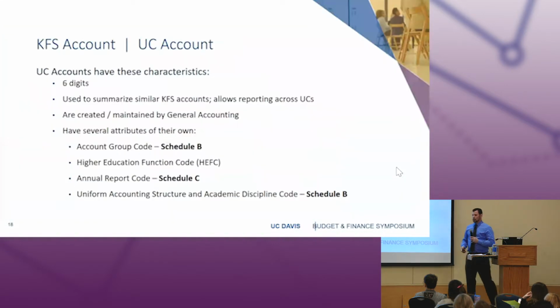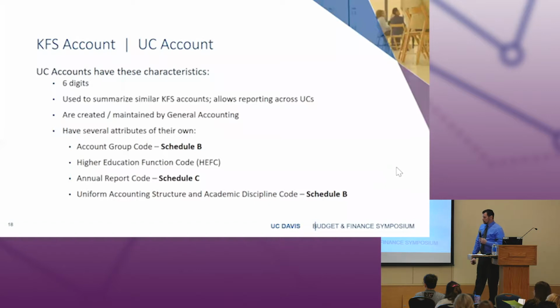So another attribute that's behind the account is this thing called the UC account, or those who have been here for a long time know it as the OP account. So some characteristics of the UC account. Those are created and maintained by General Accounting. They have some attributes that go along with them.